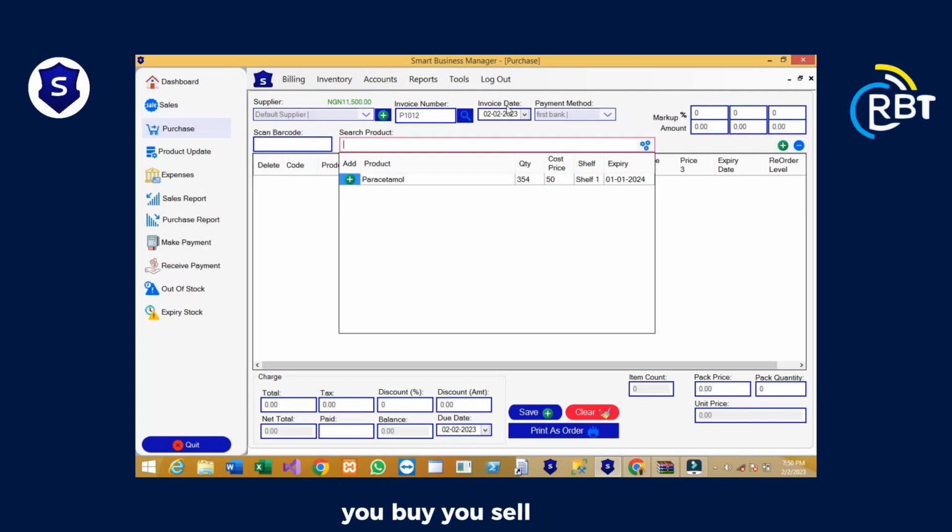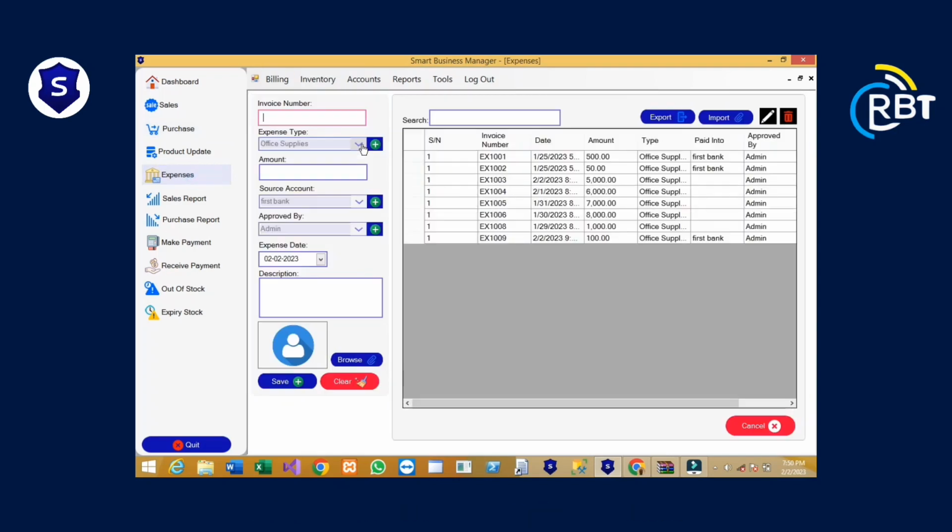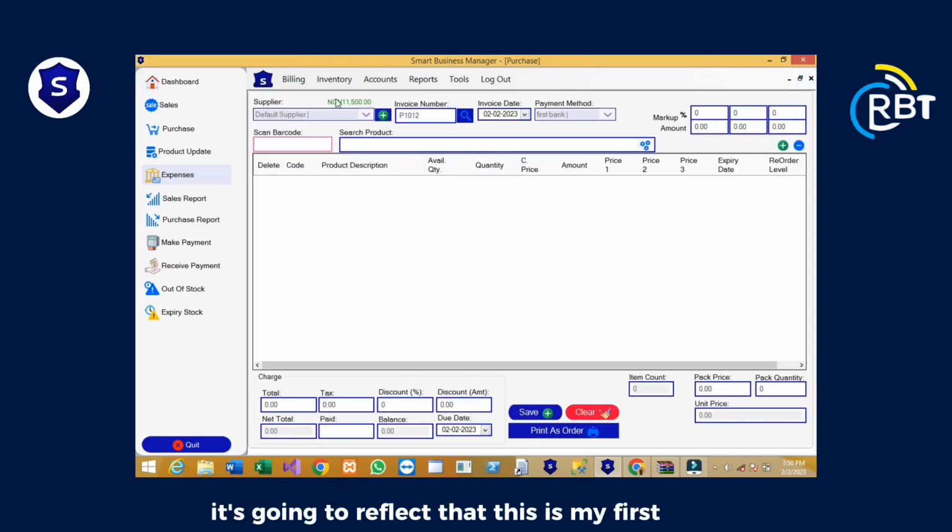You buy, you sell, right? Then you make expenses. The same way you make expenses, let's say for instance, I want to spend 3,000 to buy fuel, right? And I put it here, fuel, and I'm paying from my First Bank too, right? So if I save these expenses, it's going to reflect on this my First Bank that I've actually made.